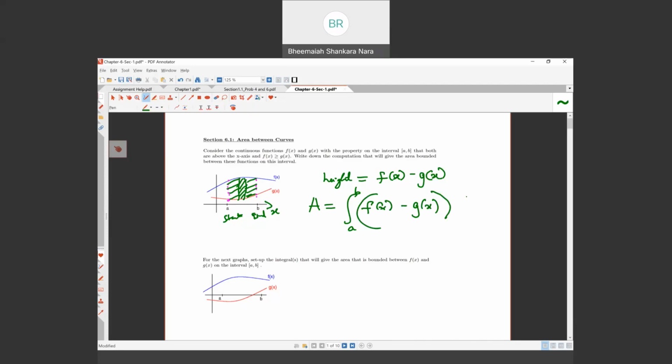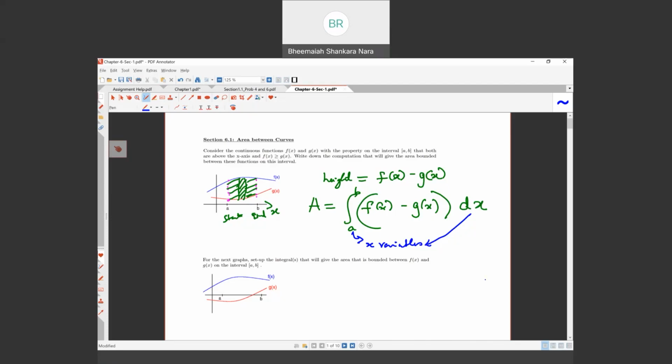You're integrating with respect to dx. It's because you have these a and b, which are the x variables on the x-axis, so that should match with this dx variable. So for the continuous functions f and g, with this property, we'll be able to compute the area between these two curves, which is f of x and g of x.